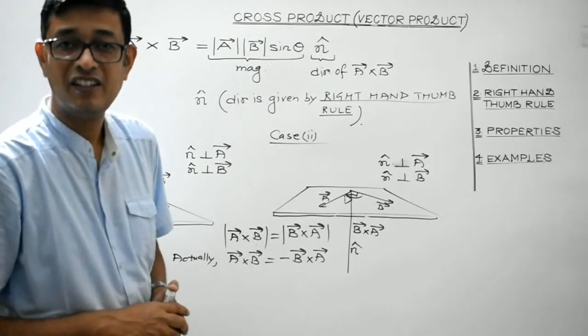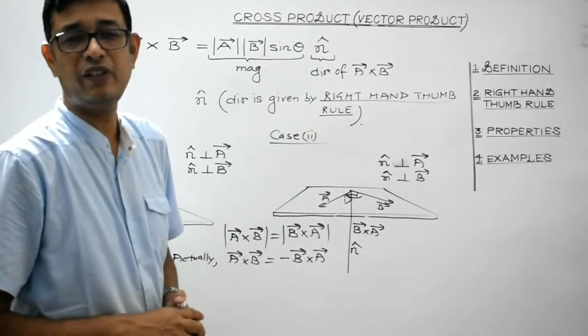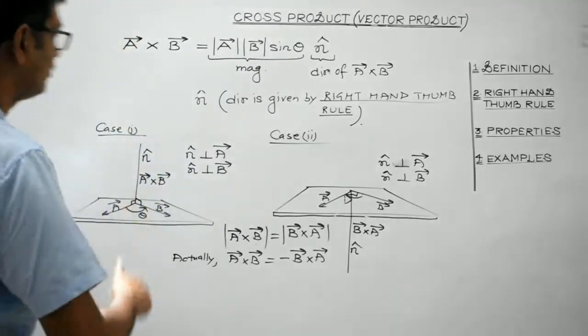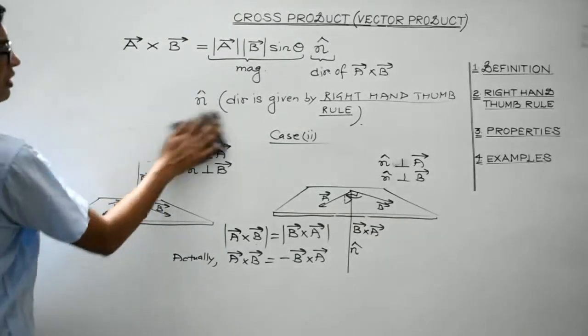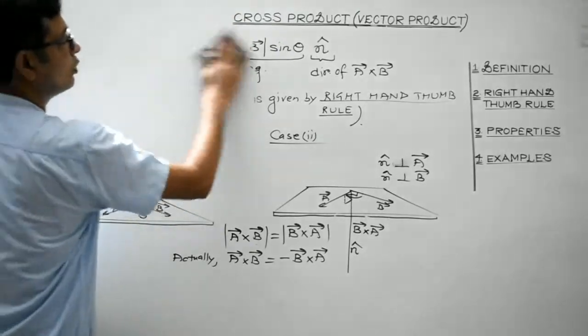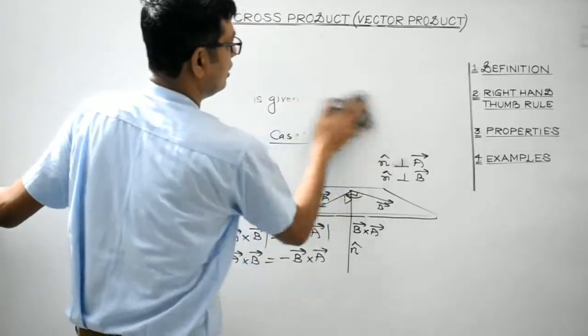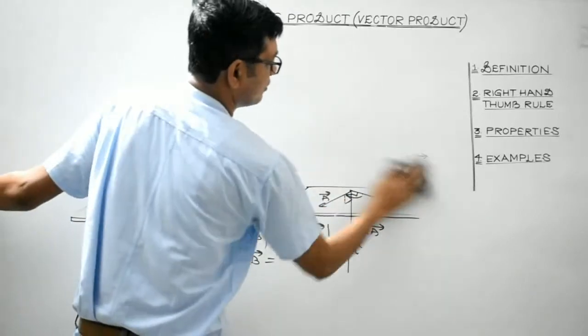Clear students? Now let's discuss some of its very important properties. Let's start with the first property. So students, as we have discussed, cross product does not obey commutative law. It is actually anti-commutative.